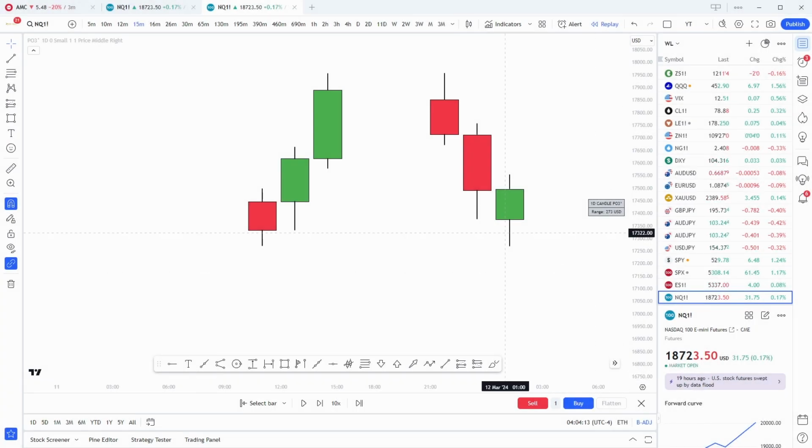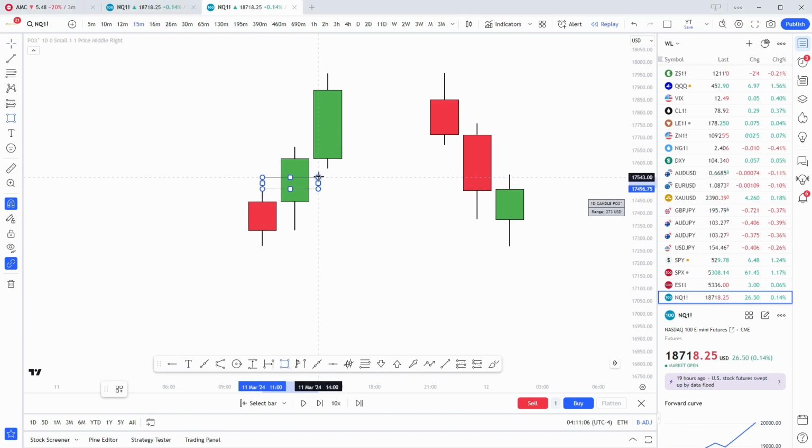In today's video, you're going to learn what fair value gaps are, how to identify them, and how to utilize them in your trading. So what is a fair value gap? A fair value gap is a price gap consisting of three candles in which the wick of the first and the wick of the last candle do not overlap, like you see here. Notice this range between these two candles. This creates a fair value gap.